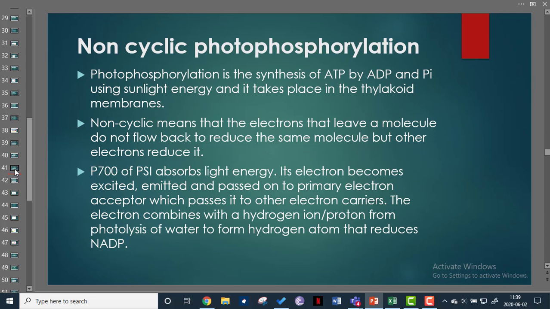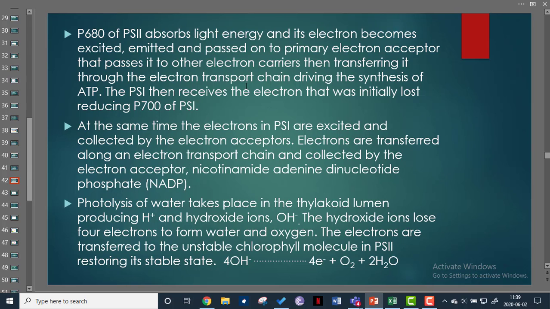Now, I want us to look at our next slide. This one talks about the P680 of photosystem 2. Now, photosystem 2 usually absorbs light energy. Its electrons equally get excited, they get emitted, and they are passed on to primary electron acceptors, just like what happens in the P700.